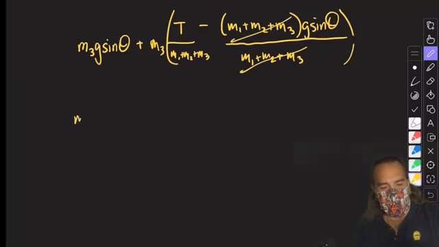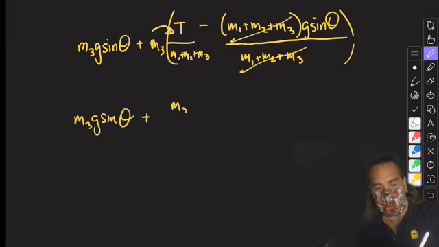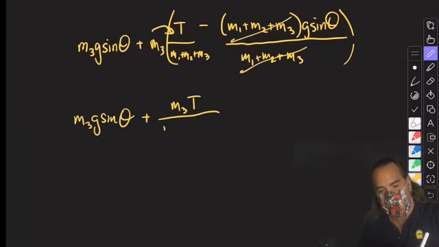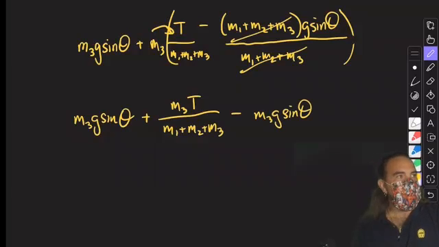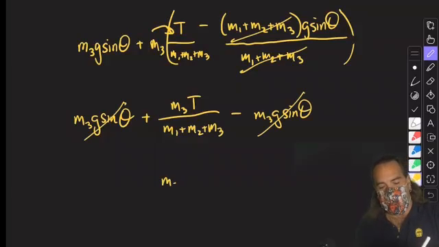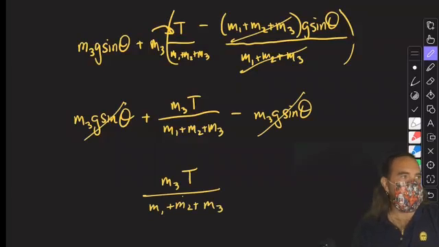And now let's rewrite m3 g sine theta. Let's go ahead and put the m3 inside there. So I'll have m3 T over m1 plus m2 plus m3, minus, since I canceled all that out, I just have m3 g sine theta. So the answer is m3 T over m1 plus m2 plus m3. So yeah, my answer doesn't have sine in it.